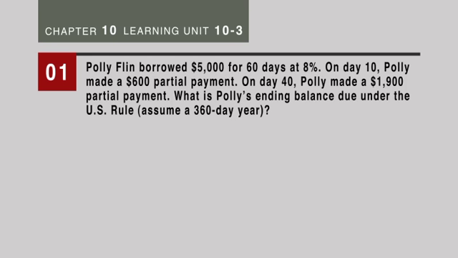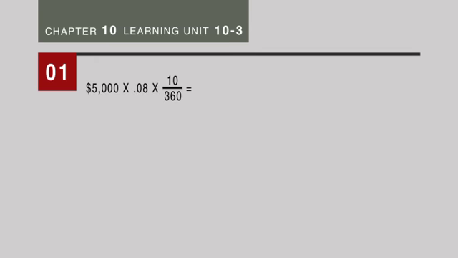So the first thing we have to do is calculate what interest is going to be for the problem for the first 10 days. Because if you'll notice, it says on day 10, we made a partial payment. So we take 5,000 times 0.08 times 10 divided by 360, leaves us with $11.11 that we owe in interest.